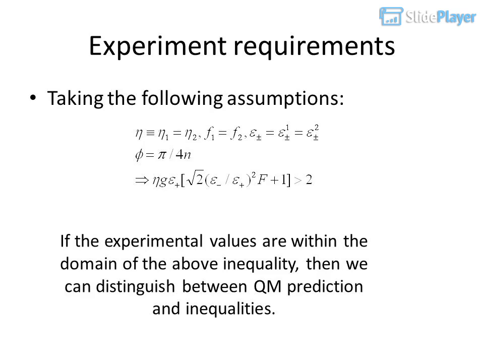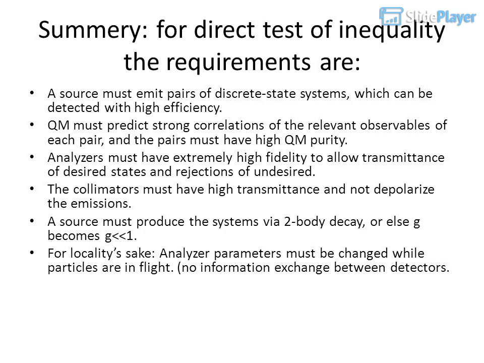Experiment requirements. Taking the following assumptions. If the experimental values are within the domain of the above inequality, then we can distinguish between QM prediction and inequalities. Summary: for direct test of inequality the requirements are: a source must emit pairs of discrete state systems, which can be detected with high efficiency. QM must predict strong correlations of the relevant observables of each pair, and the pairs must have high QM purity.